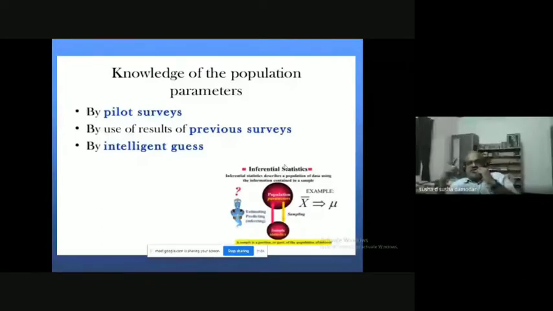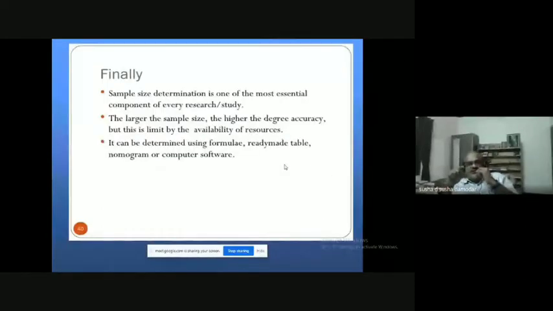So finally, sample size determination is one of the most essential components of every research study. The larger the sample size, the higher the degree of accuracy. As the sample size becomes very large, definitely we will get a valid result. More accuracy can be obtained through a larger sample study. But it has its own limitation, I have already explained. So optimal sample size can be determined by using different formulas.